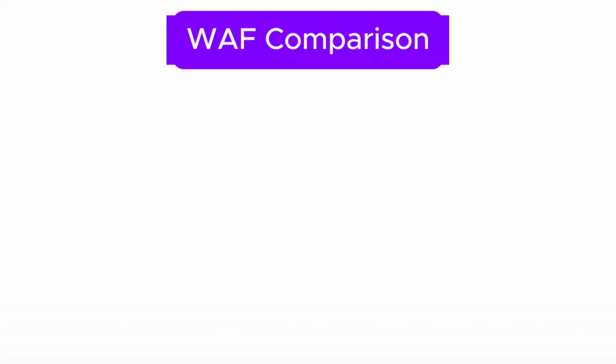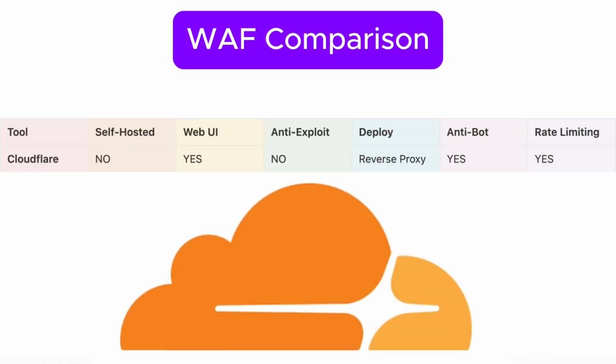Now let's compare the various web application firewalls based on some key features. Cloudflare offers a cloud-based web application firewall solution that provides a web UI for easy management, but it's not self-hosted, meaning it operates as a reverse proxy. Cloudflare excels at anti-bot protection and rate limiting, offering excellent protection from bot traffic and controlling the rate of requests to prevent DDoS attacks. However, it does not include anti-exploit protection, so it may not fully prevent all web application vulnerabilities. As a reverse proxy, Cloudflare routes traffic through its network, adding an extra layer of security.